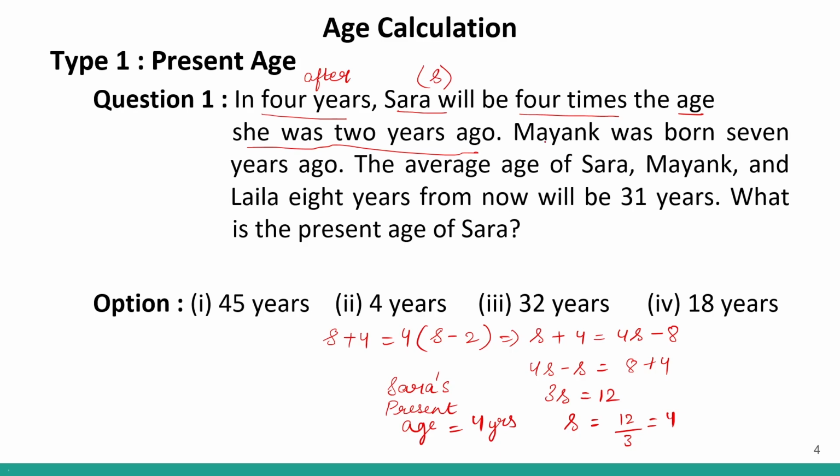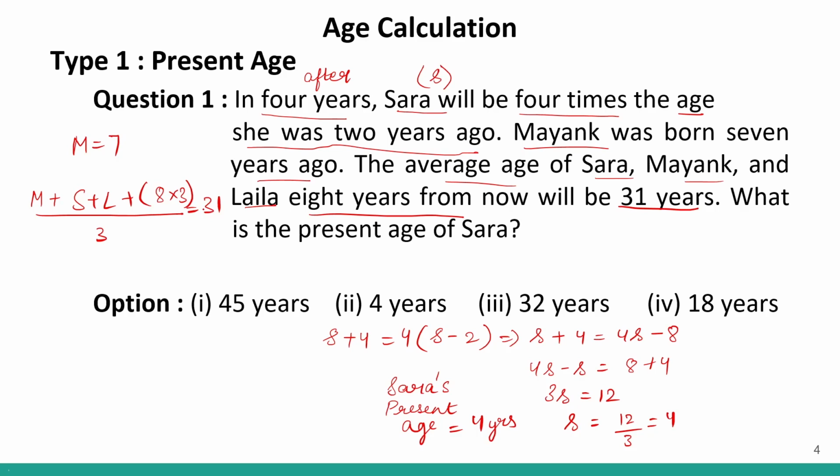Okay. Now we were given Mayank was born 7 years ago. So Mayank's present age is 7. The average age of Sarah, Mayank and Leila, so Mayank plus Sarah plus Leila plus 8 into 3, that is 8 years from now each. Average means divide by 3. We divide by the number of people. It will be equal to 31 years. So this extra information is also given. Now we are asked, what is the present age of Sarah?